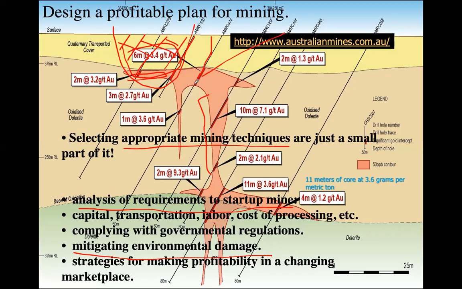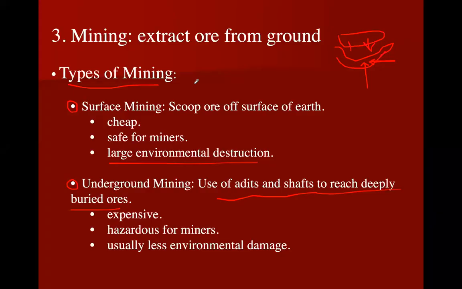So likewise, you can select adits or shafts to reach the deeply buried ores, but it's expensive, right? It's expensive and also hazardous for miners too. It's hazardous. That means it's dangerous for the employees. And the good thing is it has less environmental damage because we are not destroying everywhere. So therefore, you have less environmental damage.